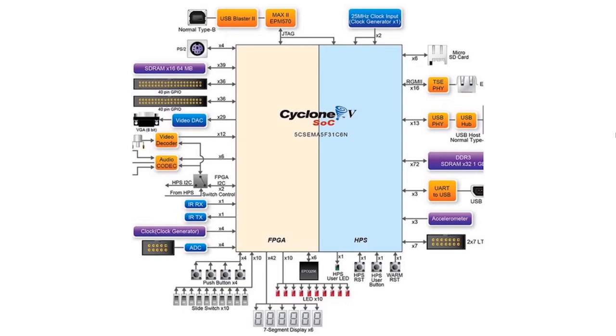The HPS will be controlling the main program, whereas the FPGA will perform as a hardware accelerator, and in this case, to carry out the root mean square calculation on FPGA.